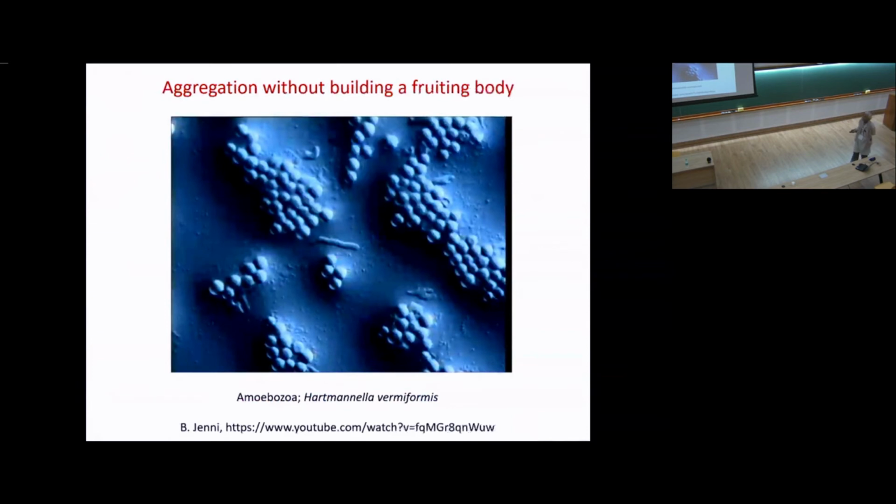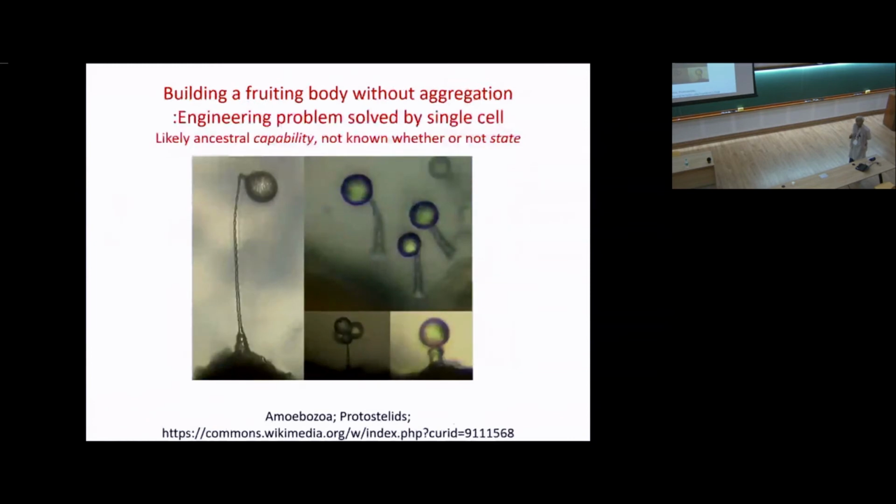Now, I'm coming to the close of what I want to say, which is to sum up the picture that is building now and indicate what Volvox and the choanoflagellates have to say, which reinforces. First of all, you can get aggregation without building a fruiting body. You get this in this related amoeba called Hartmannella. You can get a fruiting body without aggregation.